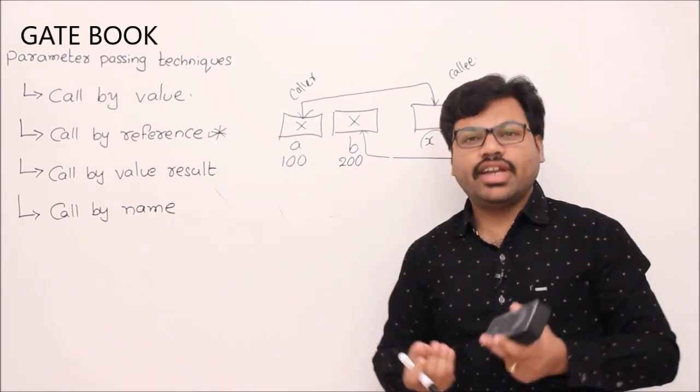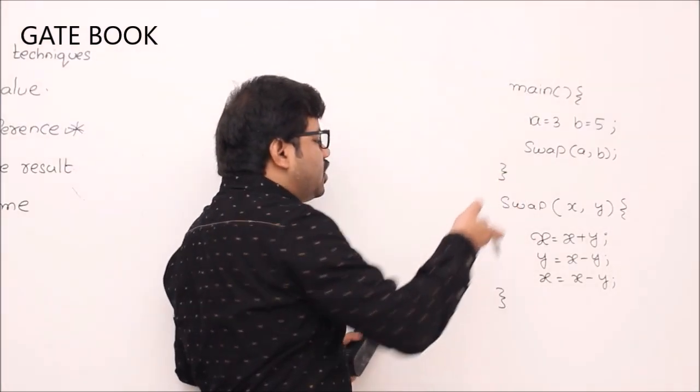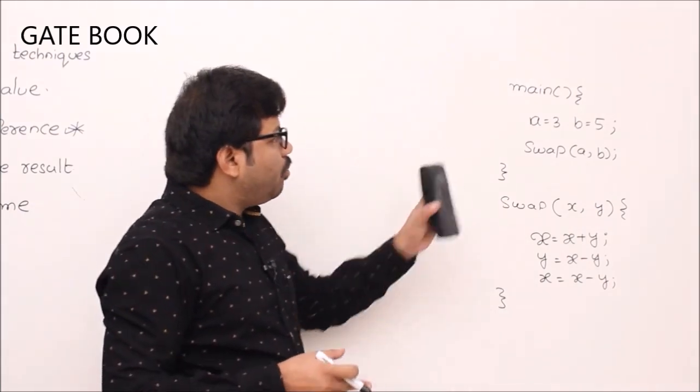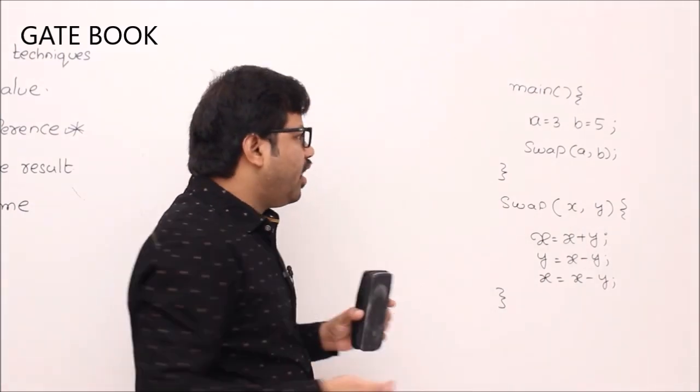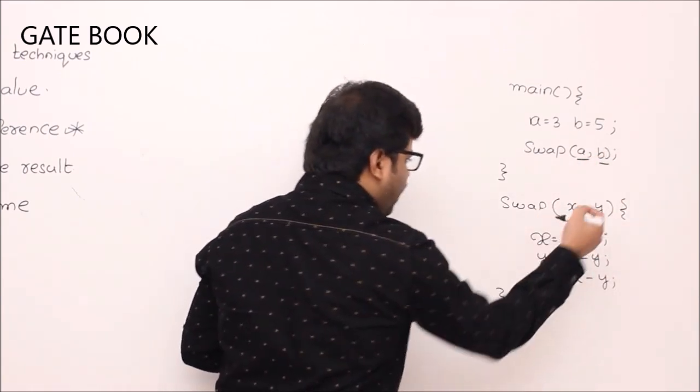Okay, so we'll see one example of this call by reference scheme. There is a main program and a swap program. In the main program, a is 3 and b is 5, and they are the actual parameters, a comma b, and the formal parameters are x comma y.